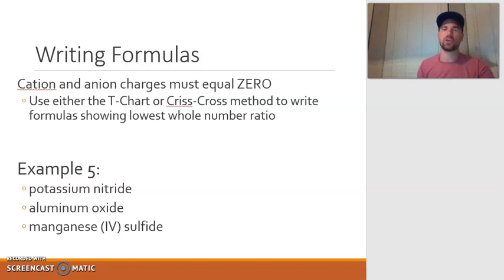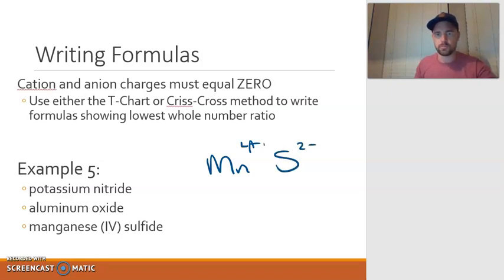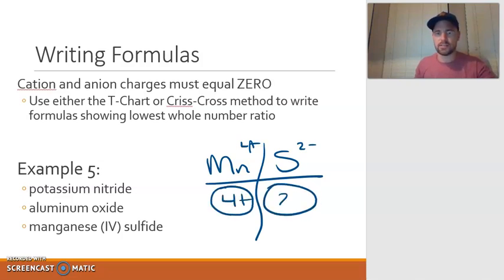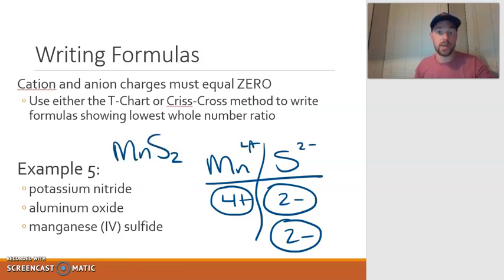But you need to make sure that you always check to see if the charges can be reduced. Like in this last example, manganese. Manganese is positive 4 based on the Roman numeral, and sulfide is negative 2. If I do my T-chart, 1 manganese is positive 4, and 1 sulfide is negative 2. I need 2 sulfides in order for that to cancel out the positive 4. So based on the T-chart method, MnS2 would be my formula, and that's correct.